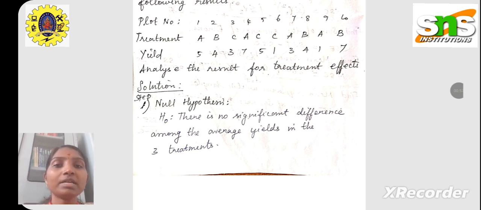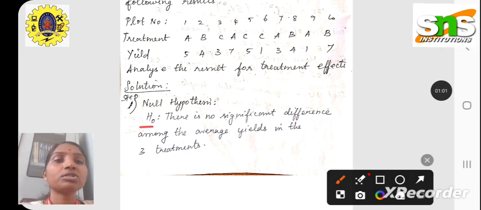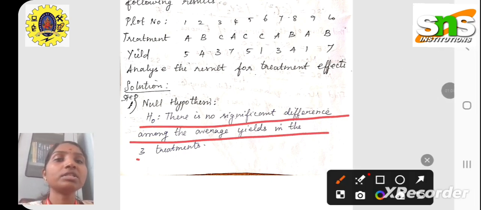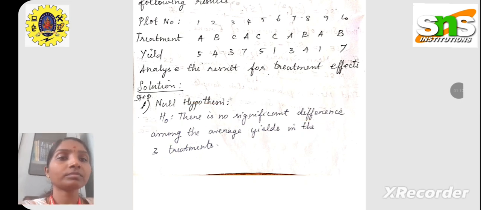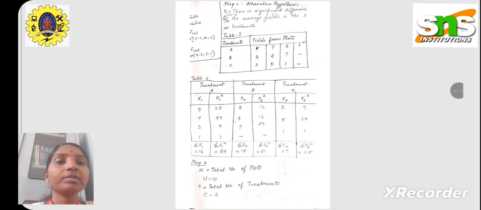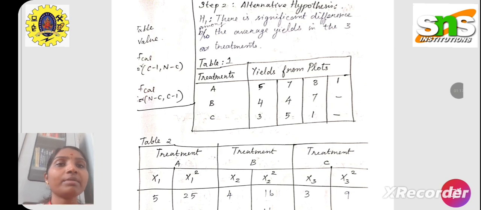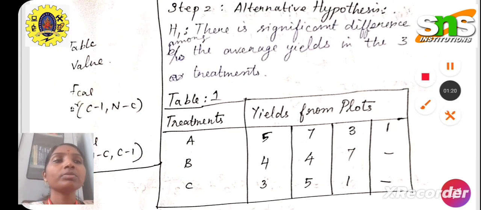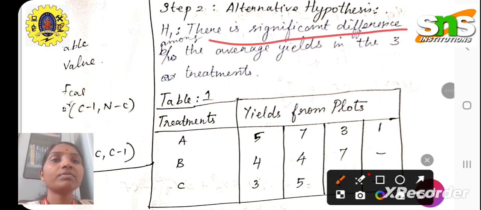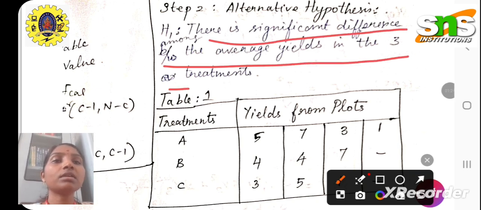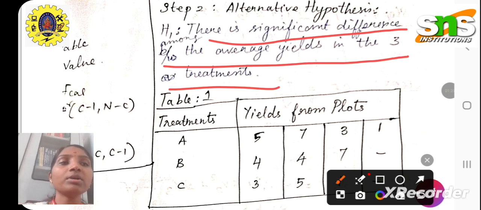To start with the solution as per the procedure learnt earlier, step 1 is the null hypothesis. What will we frame? H0: there is no significant difference among the average yields in the treatments. This is what we are going to frame as the null hypothesis. There is no significant difference is the key point here. Second step is to frame the alternative hypothesis. The alternative hypothesis is complementary to the null hypothesis. Therefore, there is significant difference among the average yields in the 3 treatments. This is our alternative hypothesis.